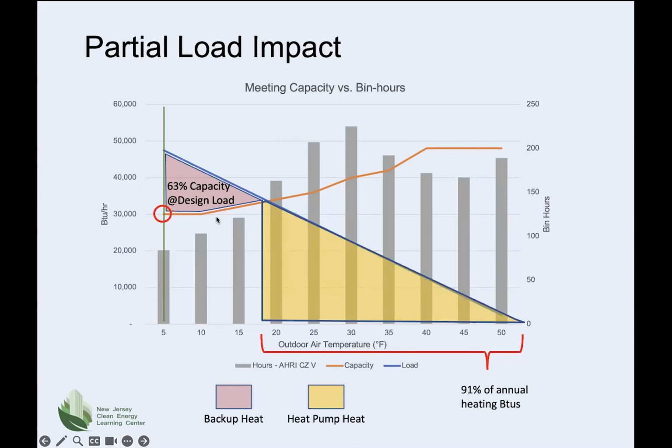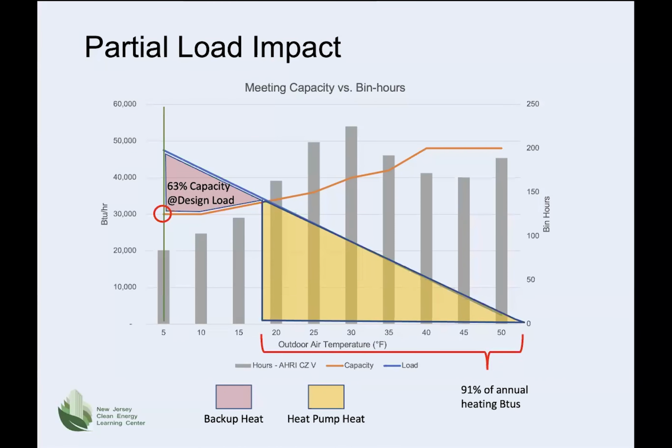The pink area is the area of shortfall from this particular heat pump selection. They've selected a heat pump that can serve 100% of the load at an outside air temperature of somewhere around 18 degrees, and that is shown here. That's actually the balance point. And then over here on the left is the design load. The heat pump can furnish at the design temperature 30,000 BTUs an hour of capacity, so it leaves a shortfall of about 18,000 BTUs an hour, which has to come from some other place.